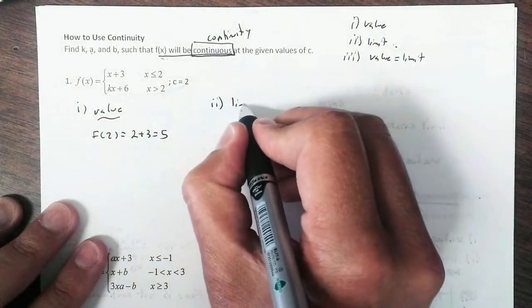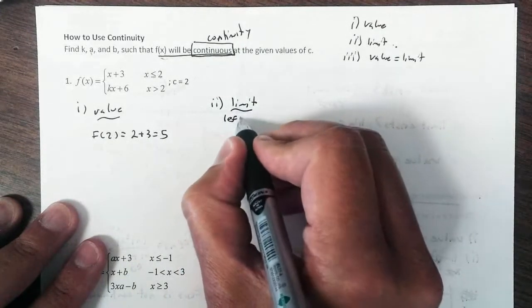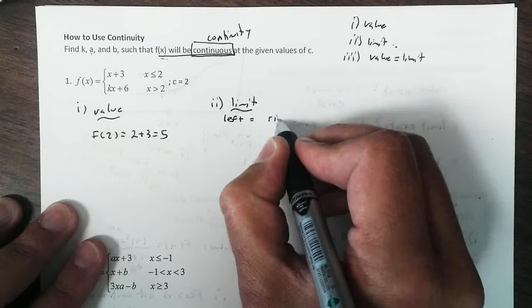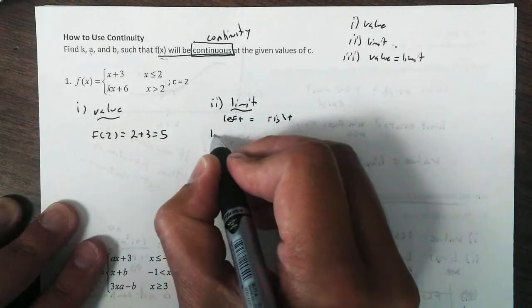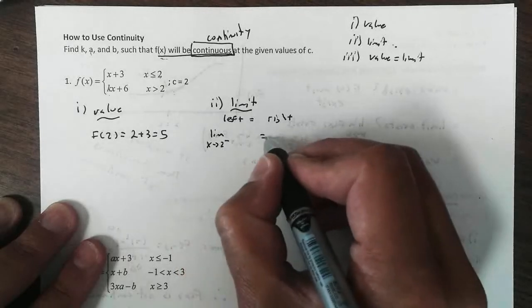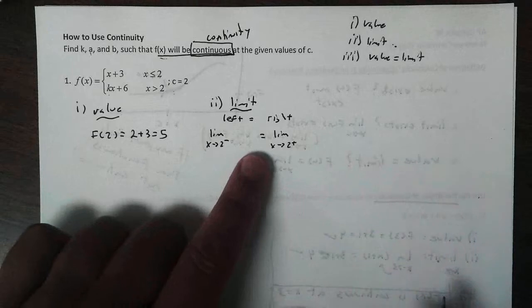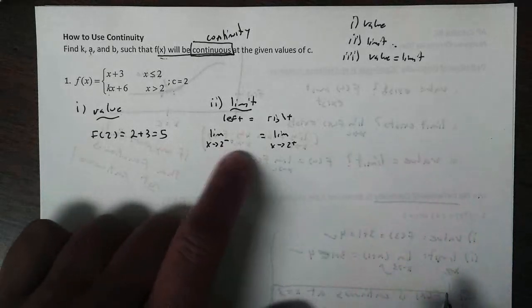We're going to check the limit. Now remember, we're saying that the limit on the left has to equal the limit on the right. But we got to nerd it up a little bit, let's use our notation. The limit as x approaches 2 from the left, space it out, equals the limit as x approaches 2 from the right. So let's see if we remember how we get the left and right hand limits.